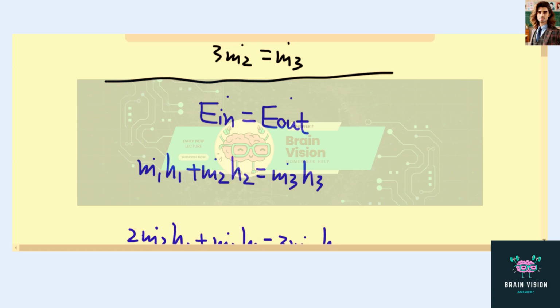In this case, we know the rate of change in internal energy, kinetic energy, and potential energy is 0. So we have E dot in is equal to E dot out. If we expand it, we have m dot 1 H1 plus m dot 2 H2 is equal to m dot 3 H3. H1 here is the enthalpy for the cold stream. H2 here is the enthalpy for the hot stream. And H3 here is the enthalpy for the mixture.